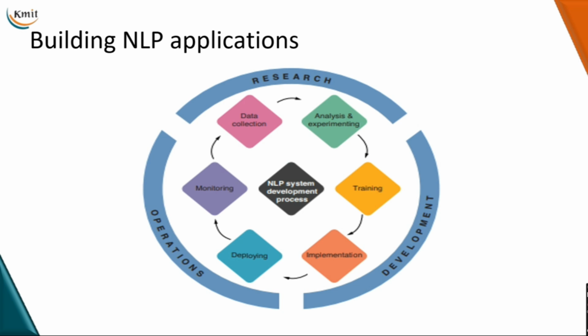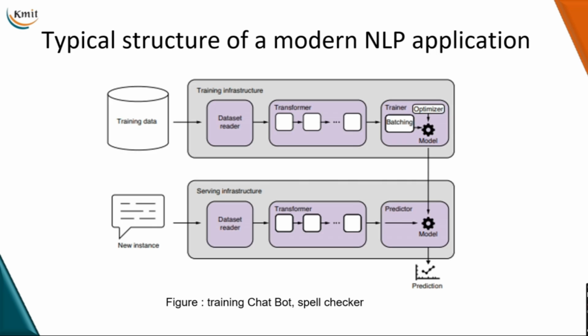Before I talk about batching instances, we've already seen how to build an NLP application. There are basically 3 steps in building an NLP application: the research stage, the development stage, and the operations. When I talk about research, we try to research the problem statement and collect the data. Once the data set is collected, we go for analyzing the data and experimenting on that particular data set. After that, we train the model with the data, we implement that model, deploy, and then monitor. We've already seen this 3-step procedure of building NLP applications in unit 1.